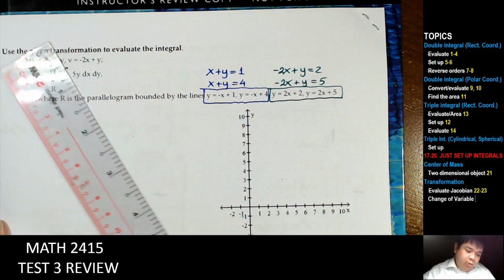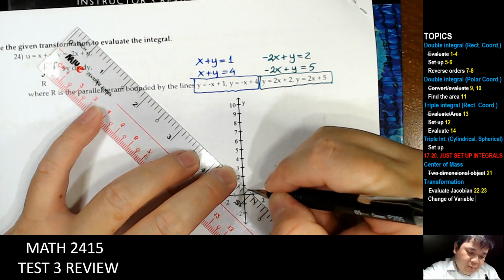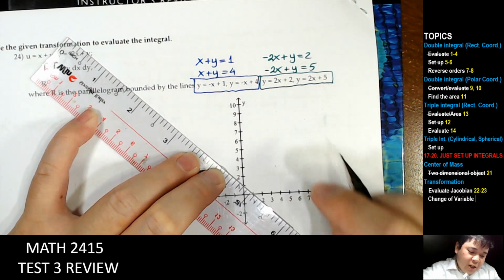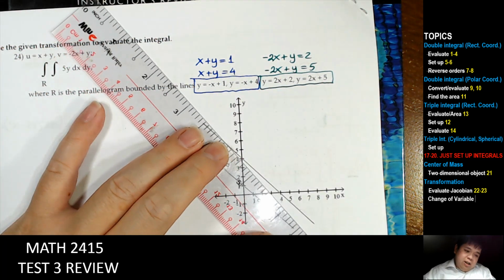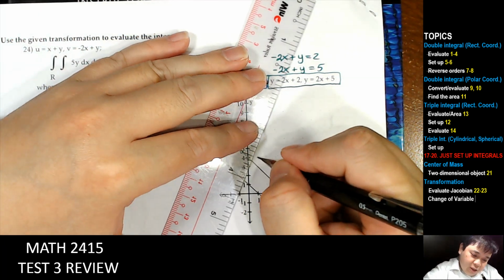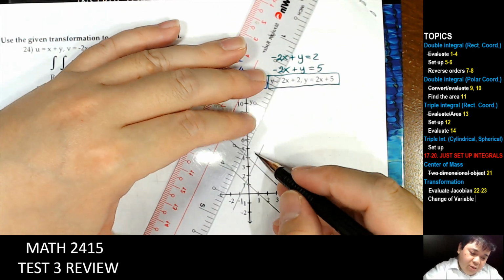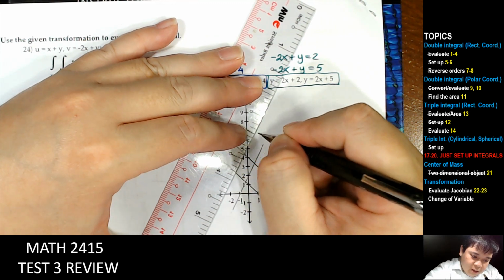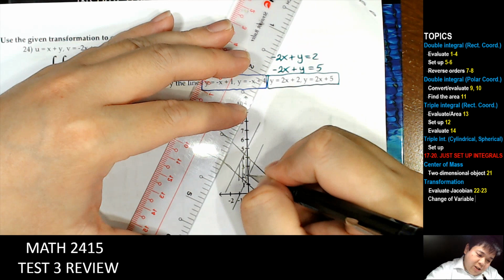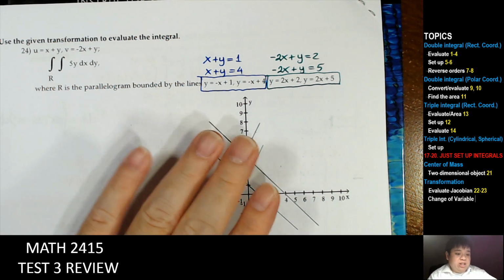x plus y equal to 1, so y equals -x plus 1, -x plus 4, 2x plus 2, and then 2x plus 5. So we talk about this region. Of course, if we set up the limits, it will be very difficult. But like I said, we don't even need the graph here.